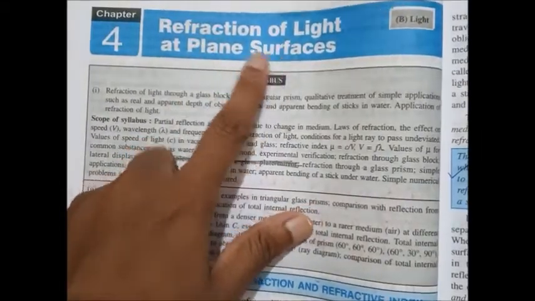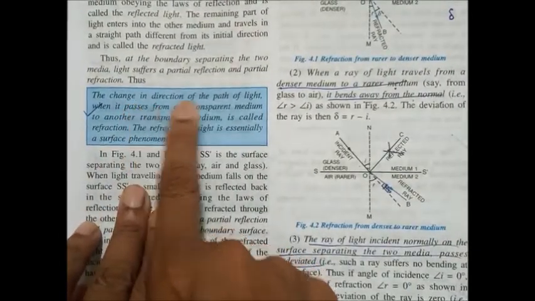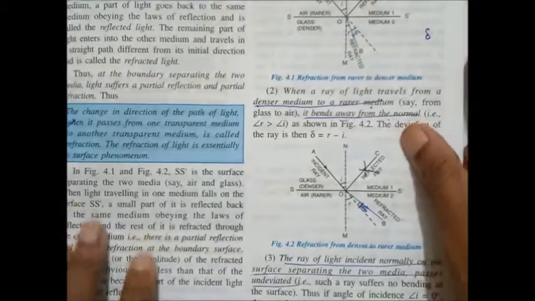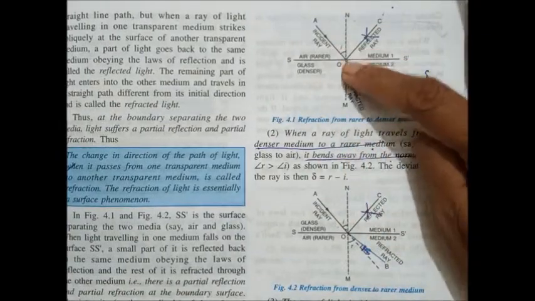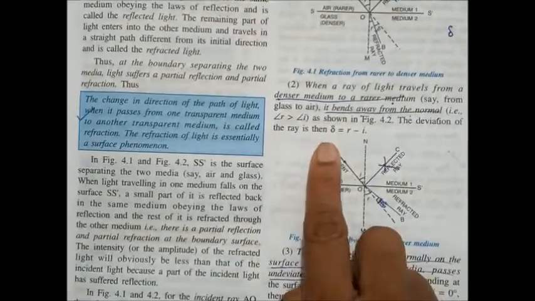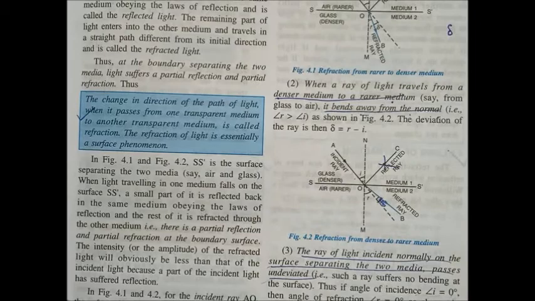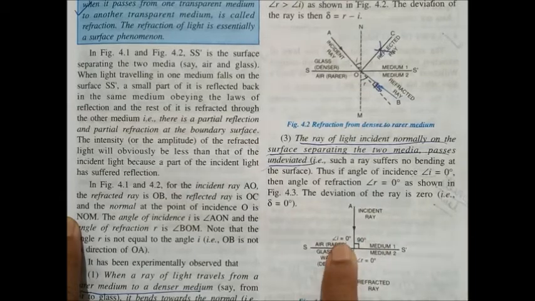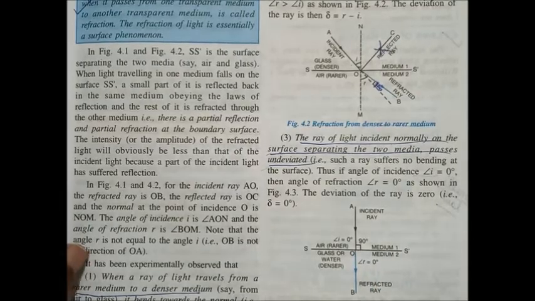So, refraction. The definition goes like this: bending of or change in direction of light when it passes from one transparent medium to another. And then there are three cases. When light travels from rarer to denser, the ray bends towards the normal. Then when the light ray travels from denser to rarer, it bends away from the normal. And then if a ray is incident along the normal, that is, if the angle of incidence is 0, then the angle of refraction is also equal to 0. So these are the three cases that we saw.